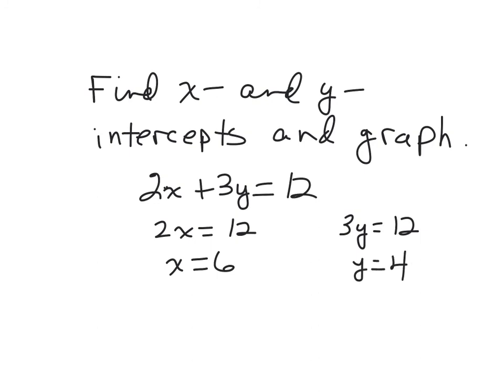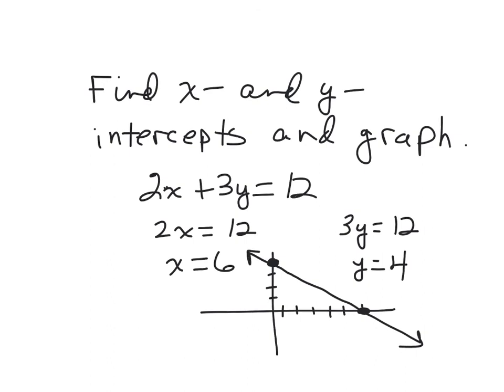Oh, this isn't bad. I mean, these are not bad here. So we're going to cross the x-axis at 6. So we'll go out here: 1, 2, 3, 4, 5, 6. We'll cross the y-axis at 4: 1, 2, 3, 4. And we connect the dots. And that's what's coming on your test.